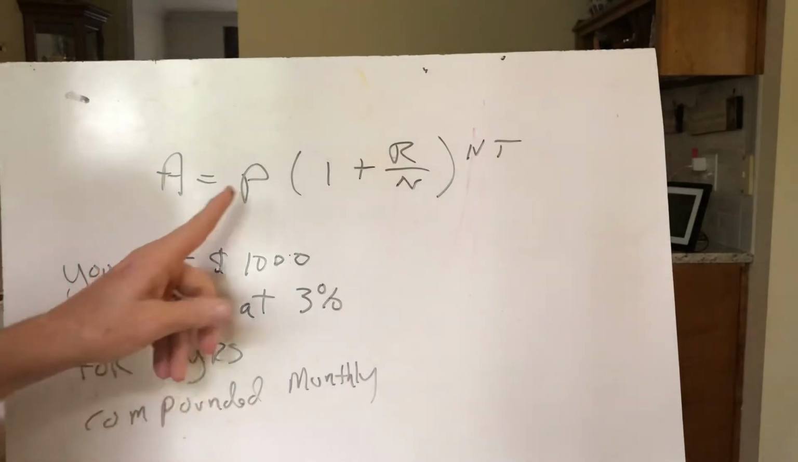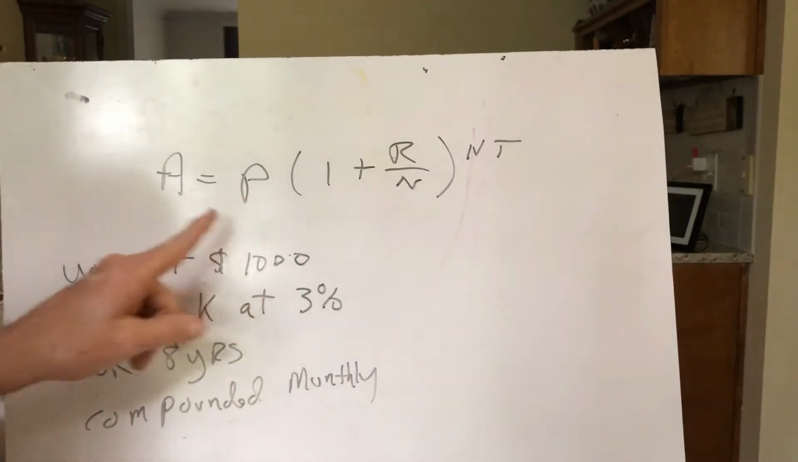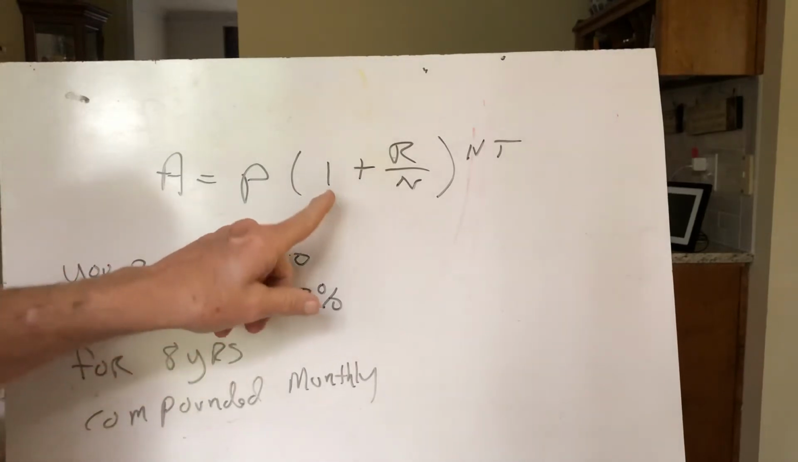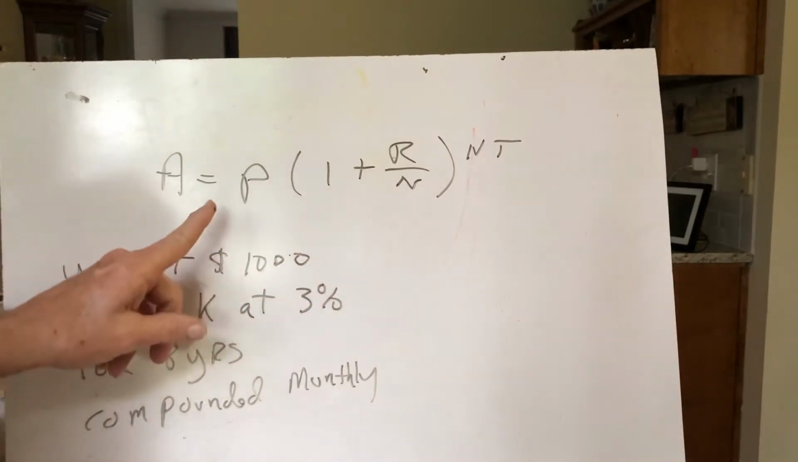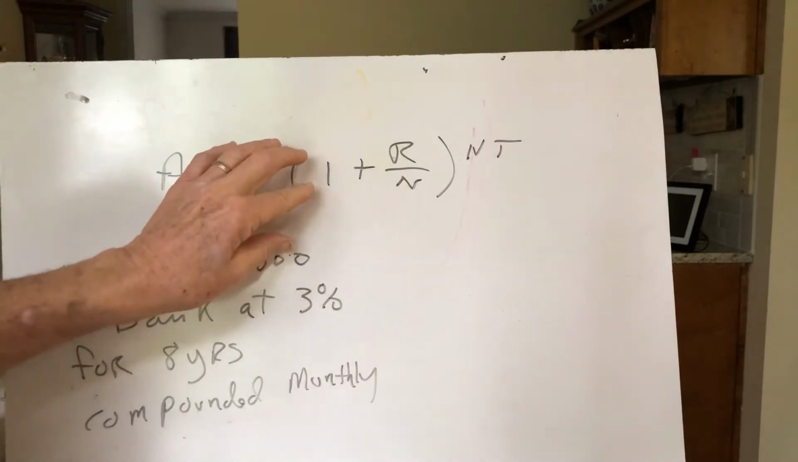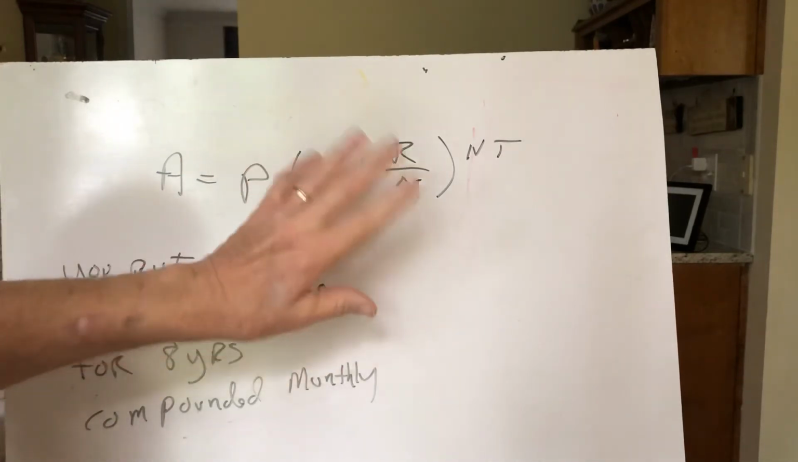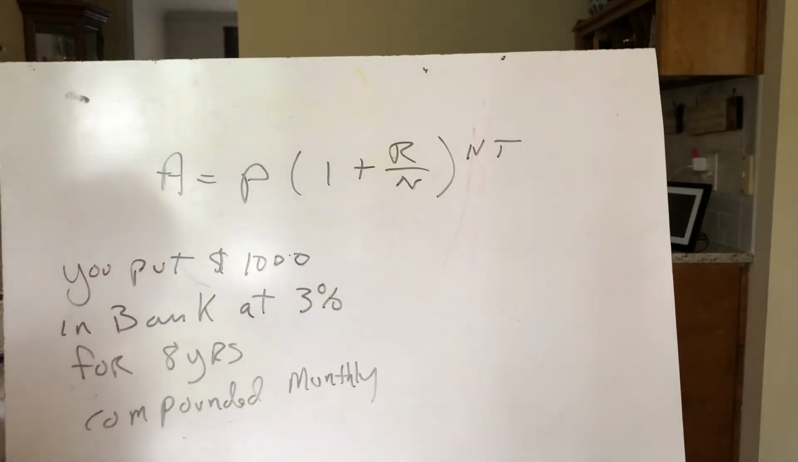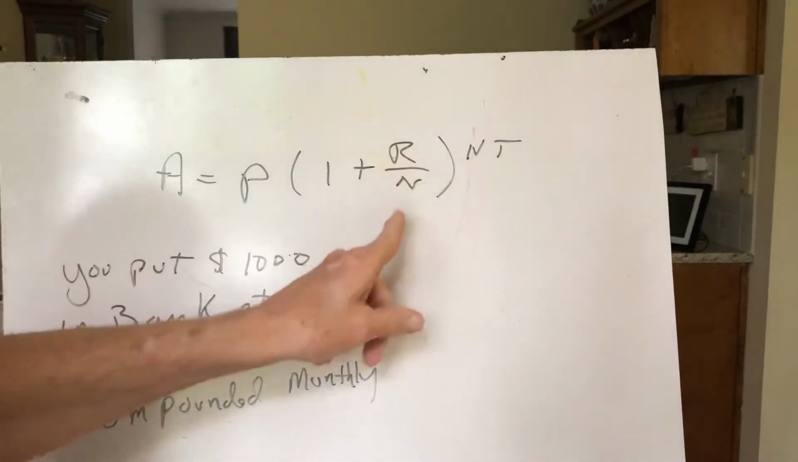All right, so that's what we start with. We're going to start with $1,000, but we don't know how much we're going to end with yet. 1, and there's a reason that 1's there, because when you multiply 1,000 times 1, that's your original money, and this is going to be the interest, but you don't have to worry about that. R stands for rate, and N is in here twice.